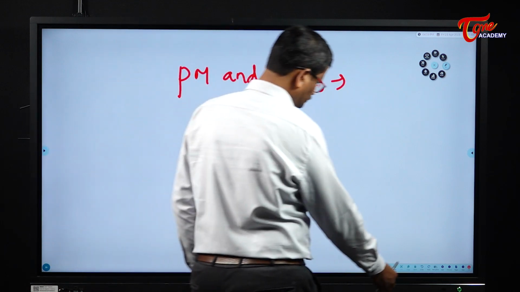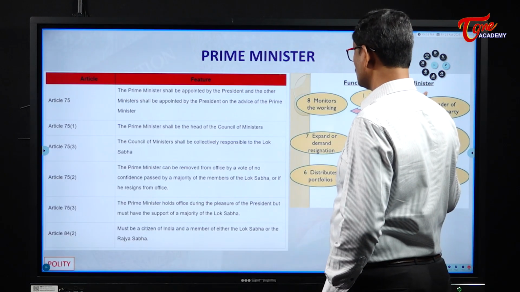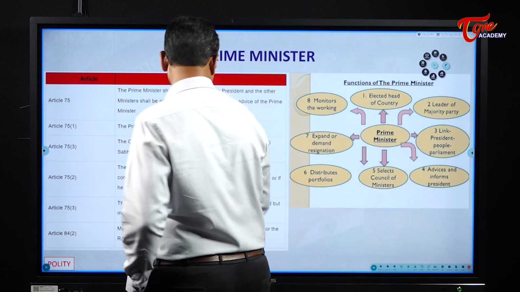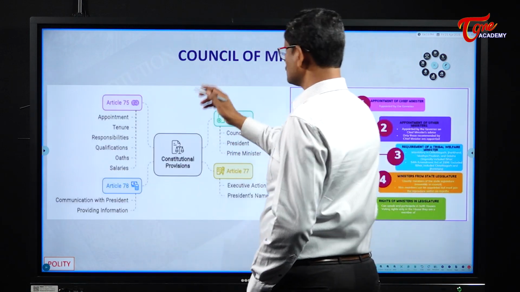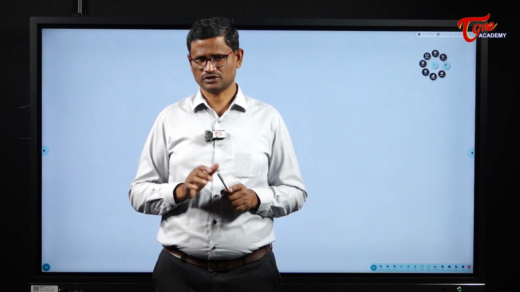The next one, the Prime Minister and the Council of Ministers. Here we will discuss them together. As I said, India is a parliamentary democracy. In India, the Council of Ministers headed by the Prime Minister forms the real executive and the President is the nominal executive. If the President is the head of the Indian nation state, the Prime Minister is the head of the government. So the de facto powers are with the Prime Minister heading the Council of Ministers.